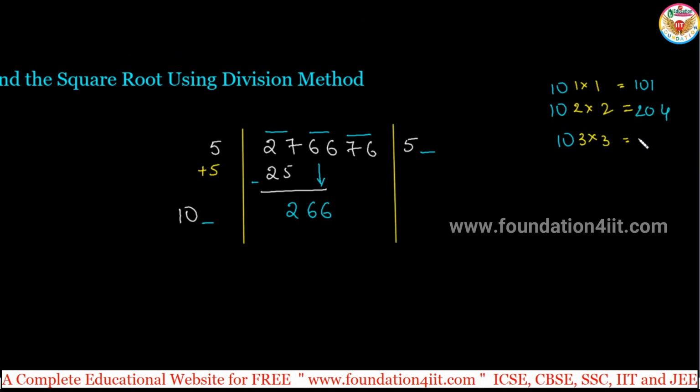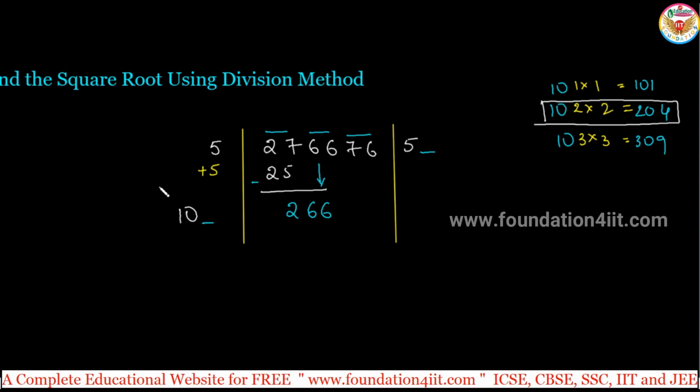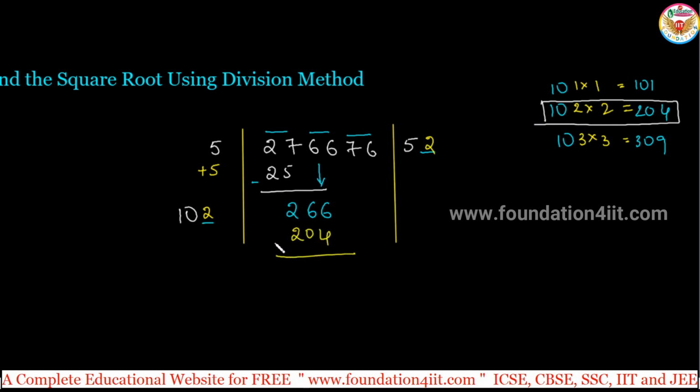And next, 103 into 3 is 309. But this is more than 266. So what should we take? We have to take this one. That means 2 must be here, the same 2 should be here. So 102 twos are 204. Remember, its units place must be the same. Next you can subtract. 266 minus 204 is 62.